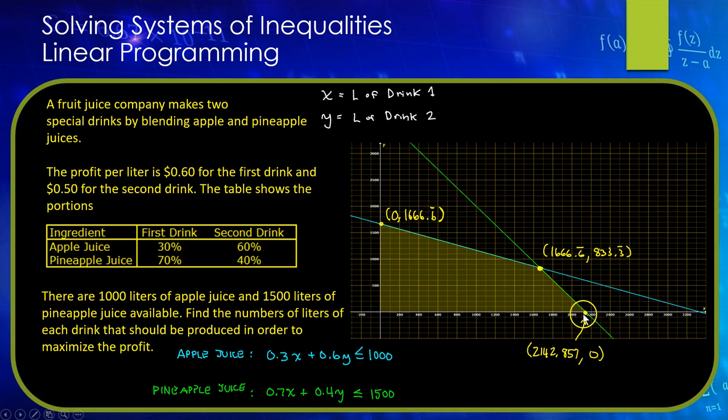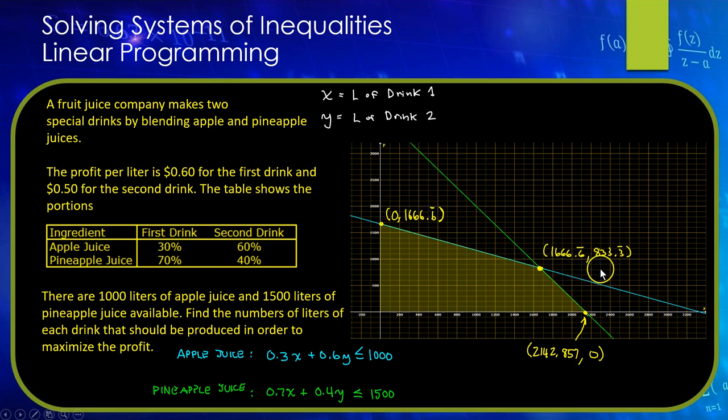Likewise, down here, this is me having 2,142.857. Now, it is a fraction. It's just one that doesn't repeat or have a nice pattern that's really easy to write as a fraction. And in the end, you'd probably round off some of these anyway. So for this, basically this is saying if I do about 2,143 liters of drink 1 and no drink 2, this is what that corner point would represent. And this one here is 1,666.6 repeating, or 2/3, liters of drink 1. Remember, this is drink 2 in this one.